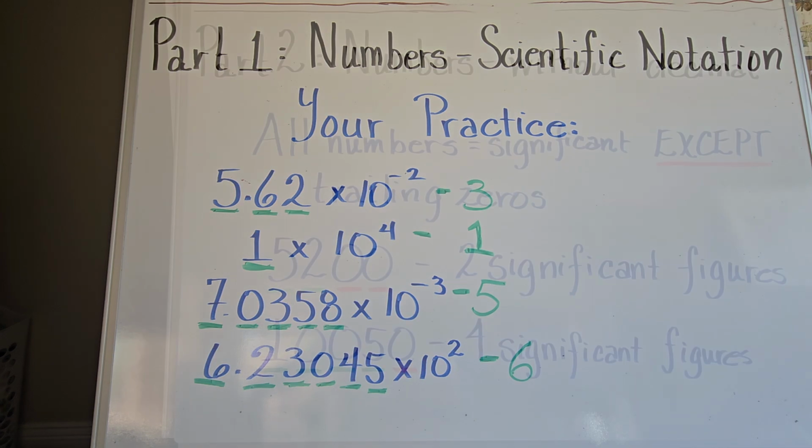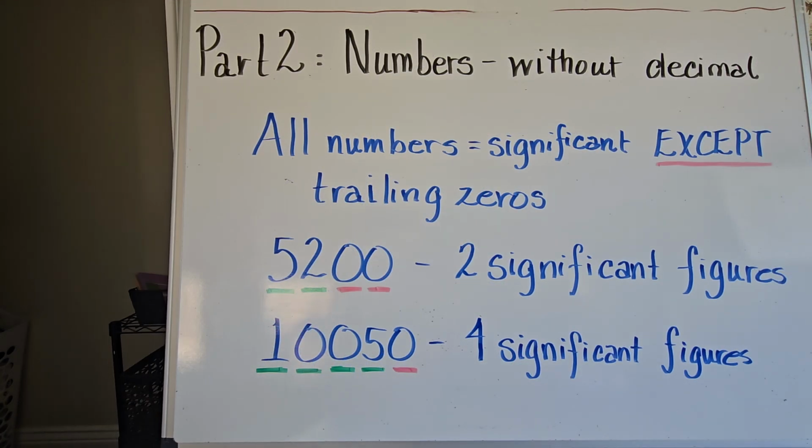Thank you. Welcome to our second category of numbers, numbers without a decimal point. Here's our rule for these numbers. All numbers are significant except for trailing zeros. So what do I mean by that? These are zeros that come after the last non-zero number. Let's look at some examples.